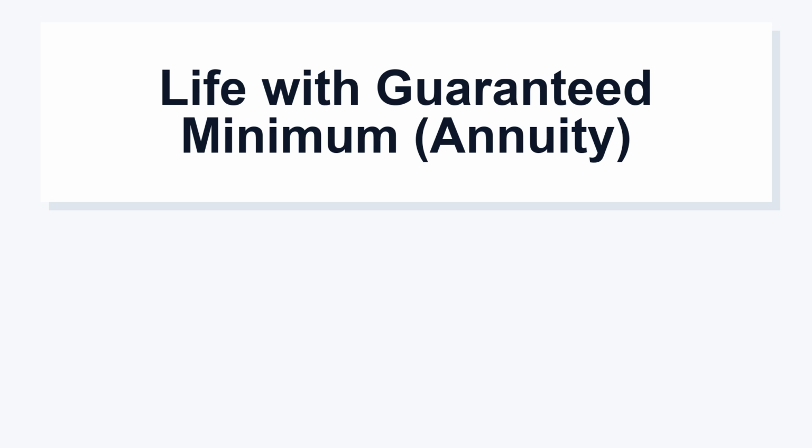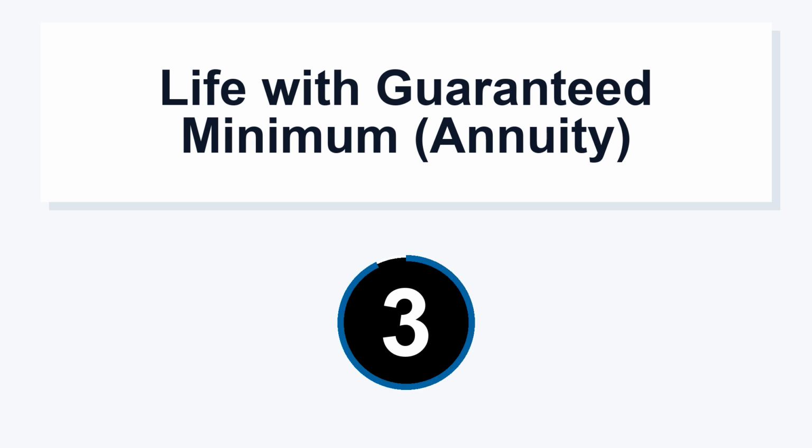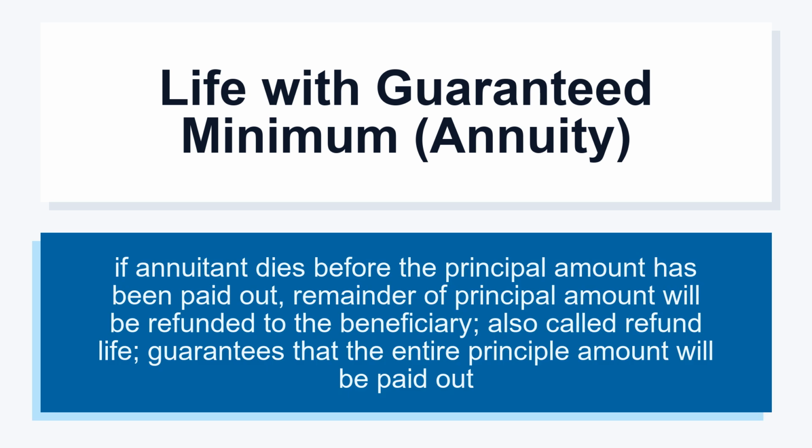Life with guaranteed minimum annuity. If the annuitant dies before the principal amount has been paid out, the remainder of the principal amount will be refunded to the beneficiary. Also called refund life, it guarantees that the entire principal amount will be paid out.